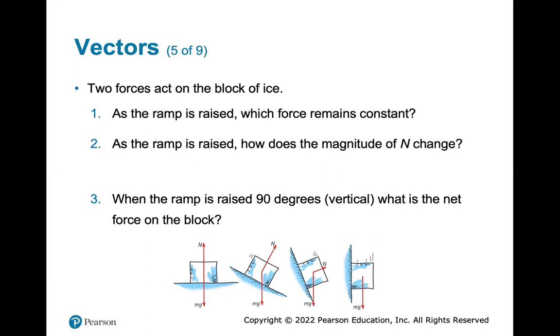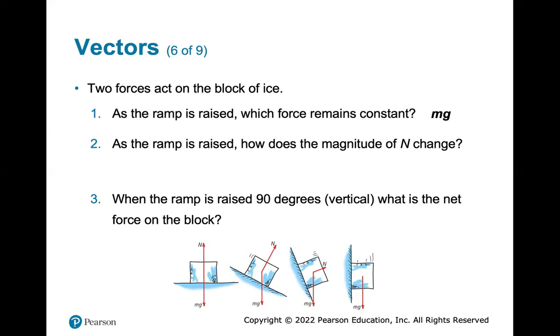Well, the gravitational force mg is going to be the same. Now we'll see that the normal force is going to change, and the component parallel to the surface is going to change too. But the force that remains constant is the gravitational force mg. It's going to be the same. And okay, as the ramp is raised, how does the magnitude of N change?